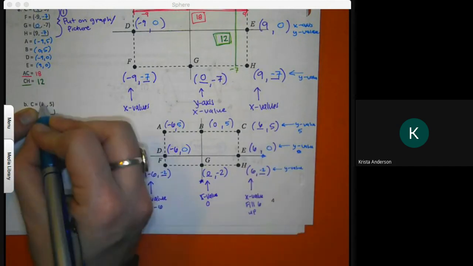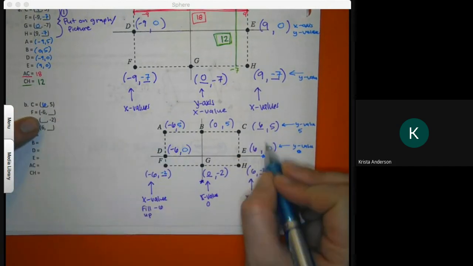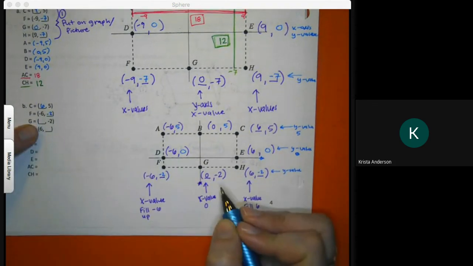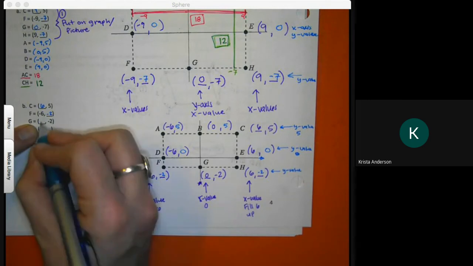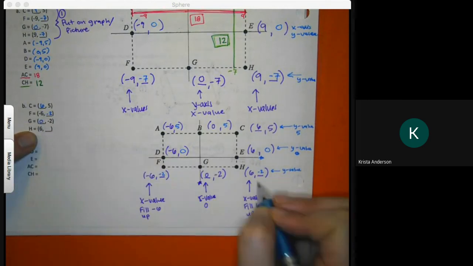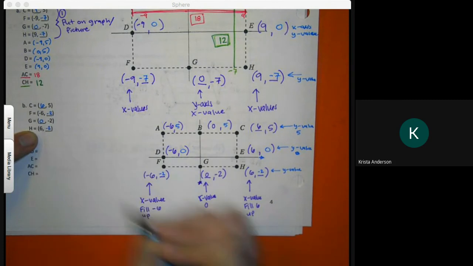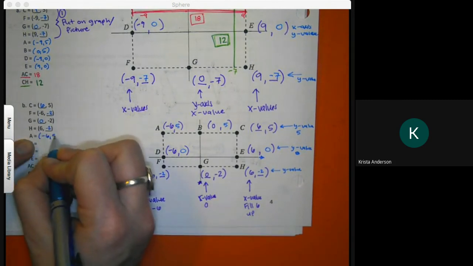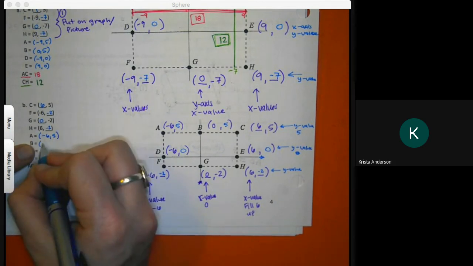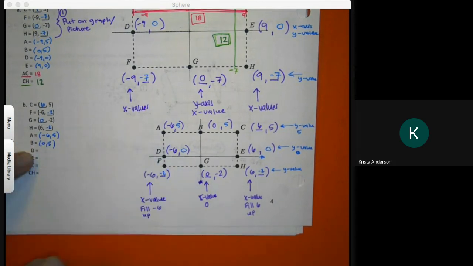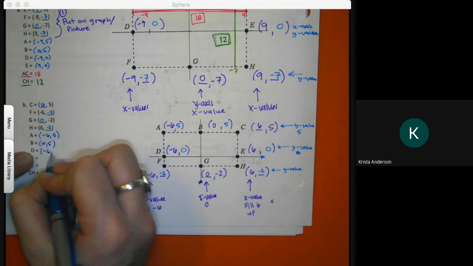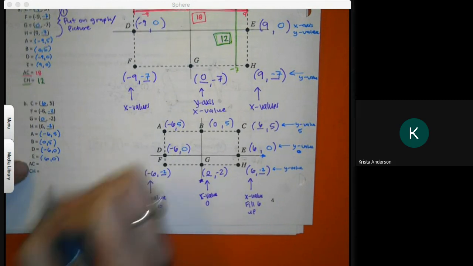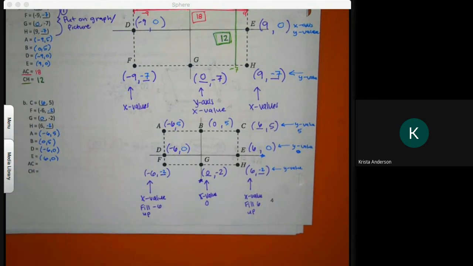C is at 6, 5. F is at -6, -2. G is at 0, -2. H is at 6, -2. A, I have to type it in as a point. B, I type it in as a point. D, type it in. E, type it in. And I look for the height now, or the length.